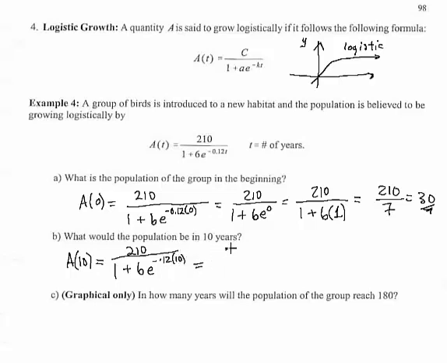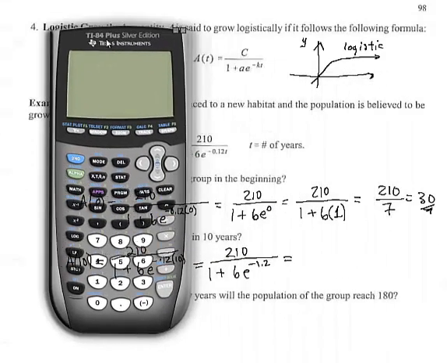So we have 210 on the top. We have 1 plus 6, and 10 times 0.12 would be a negative 1.2. And I can't do that in my head, so we'll use our calculator.